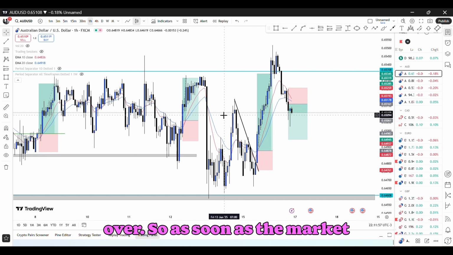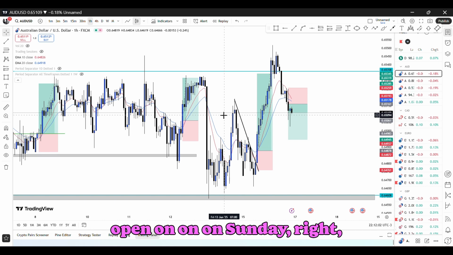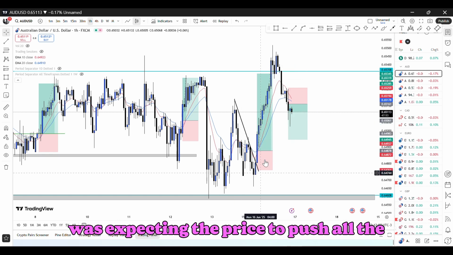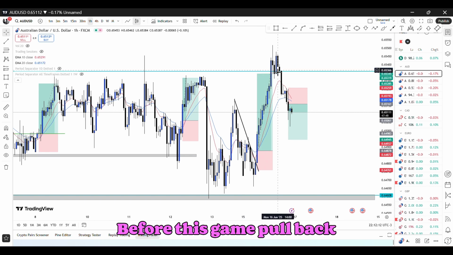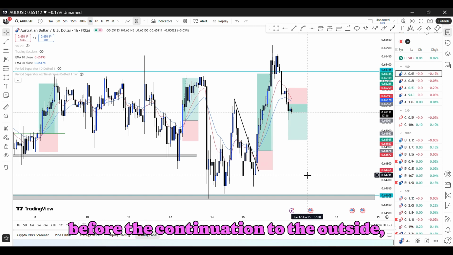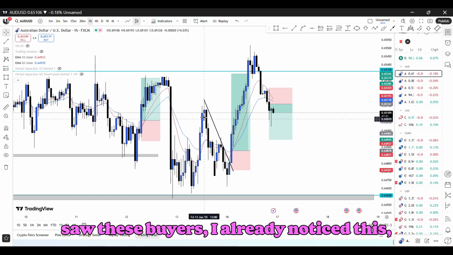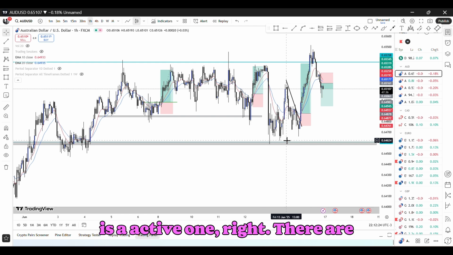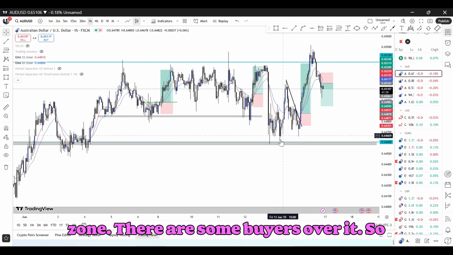As soon as the market was about to open on Sunday, this was our expectation. I was expecting the price to push all the way back to this resistance zone, before the pullback and the continuation to the upside. After I saw these buyers, I noticed this demand zone is an active one. There is money to be made at this demand zone. There are some buyers over it.